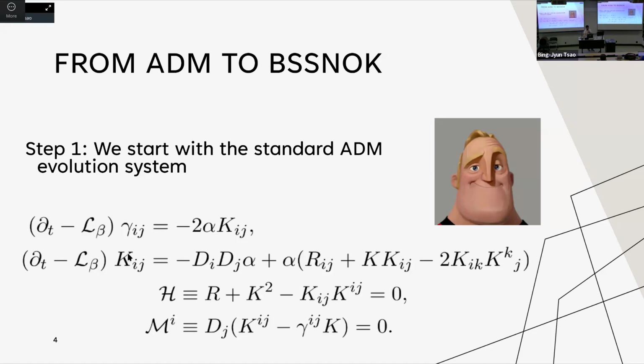And accompanying those evolution equations, we have 2 constraint equations. So if you think about electromagnetism, right, the analog to that would be the divergence of the magnetic field equals 0. Well, here in GR, we have 2 such constraints, right? We have the Hamiltonian constraint, and we have the momentum constraint. Okay, so this is step 1.